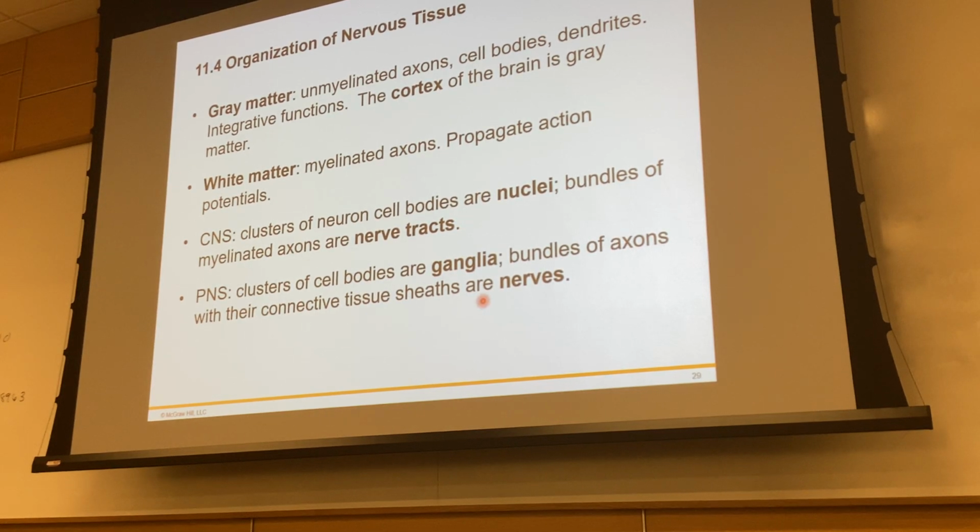We talked about ganglia and nerves already. Nerves are part of the peripheral nervous system. Ganglia are part of the peripheral nervous system. Ganglia are these cell bodies there.